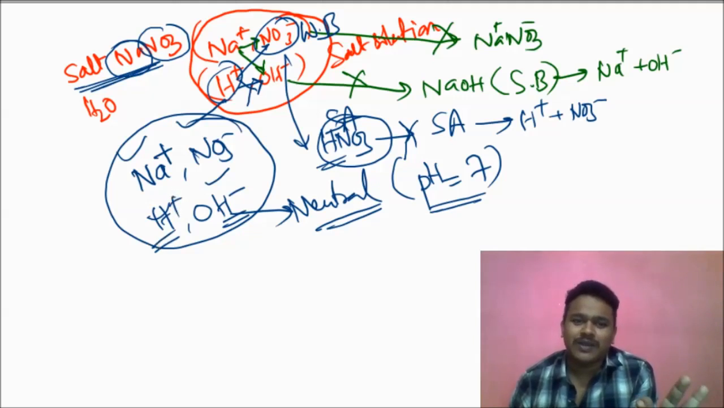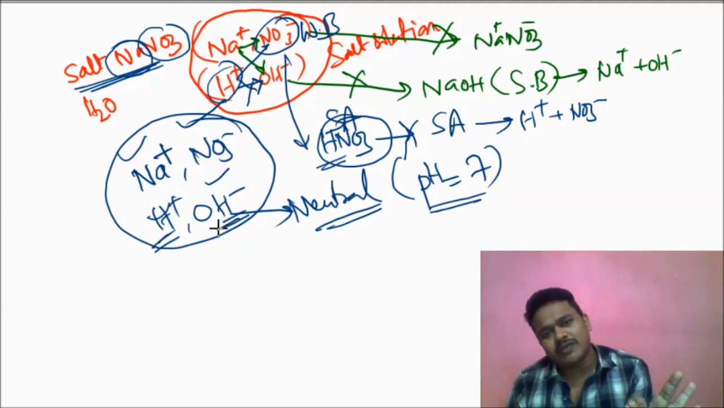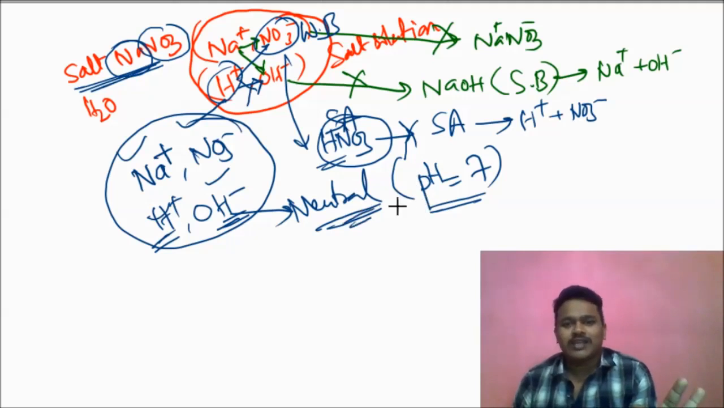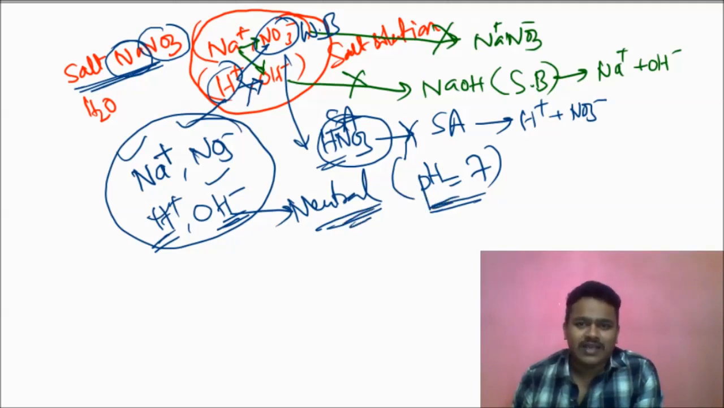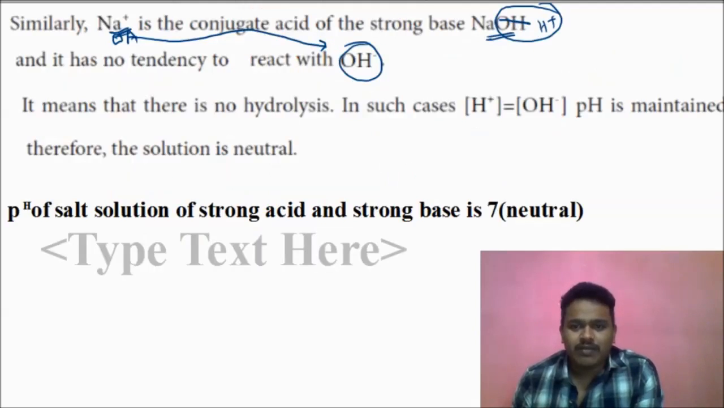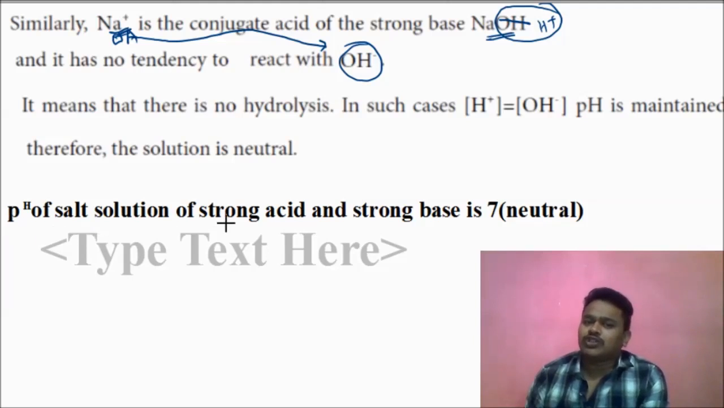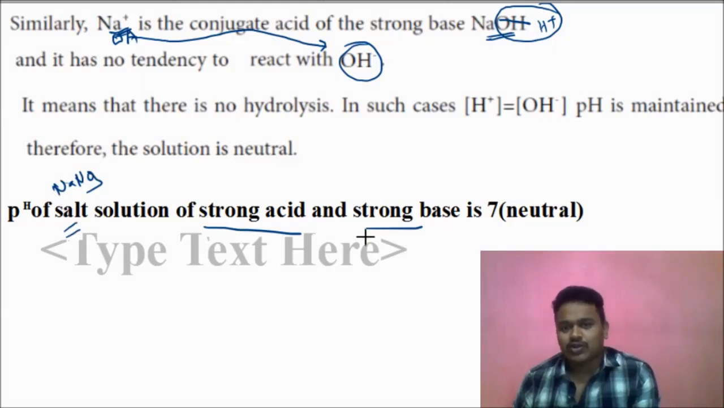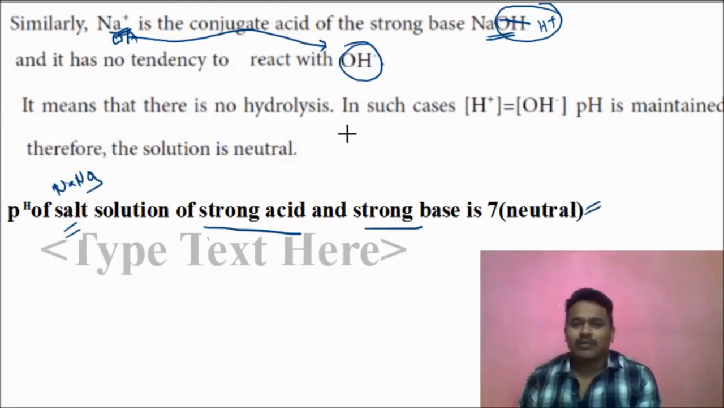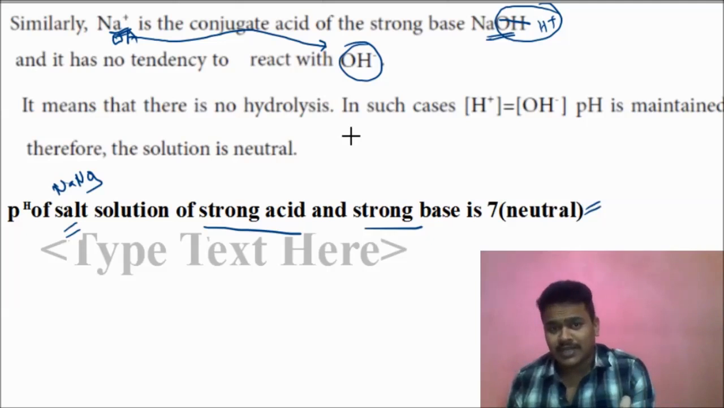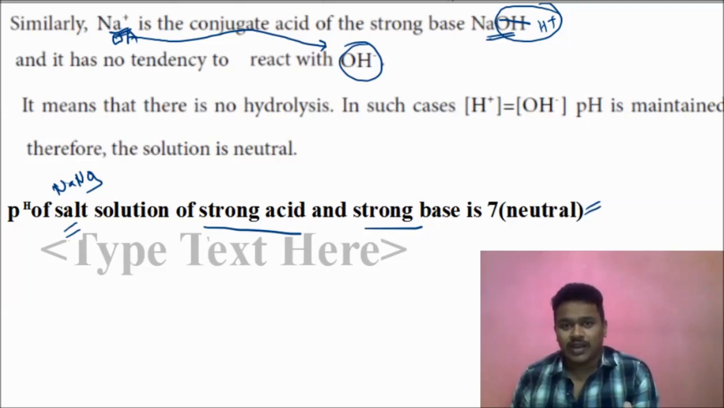Here the H plus ion is available and the OH minus ion is also available. That is why the solution is neutral in nature. The pH value will be equal to 7. We can conclude here that the solution of a salt of a strong acid and a strong base, both combining to give one salt, is neutral. What is the salt in our example? NaNO3 is the salt in this example. It will be a neutral solution because both H plus and OH minus ions are available in the solution. That is why it is neutral in nature.